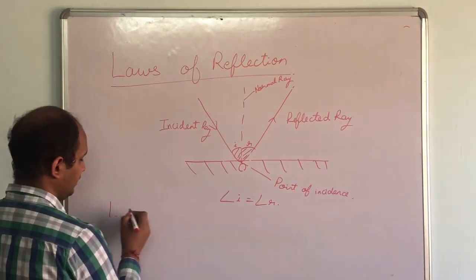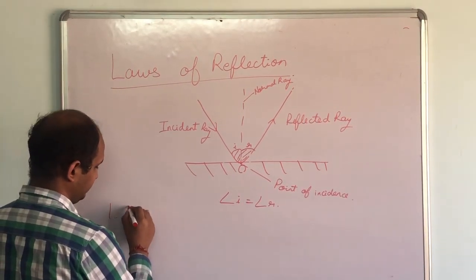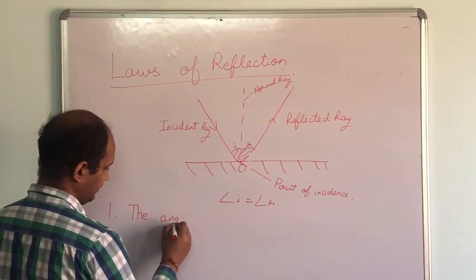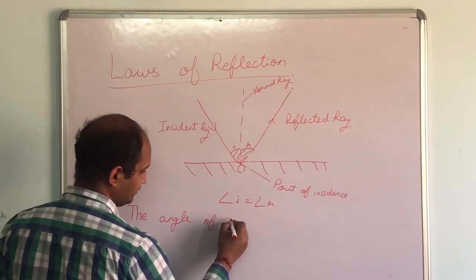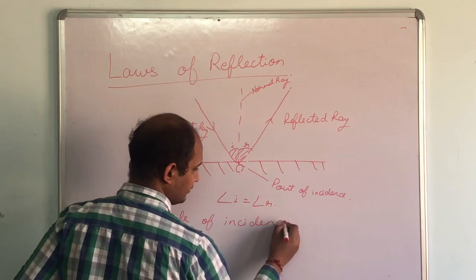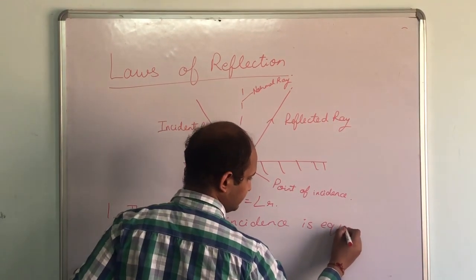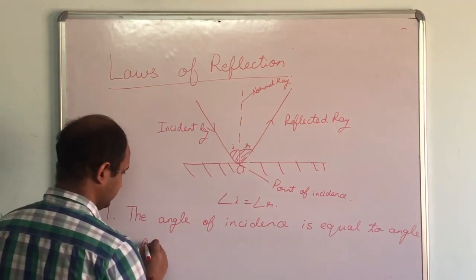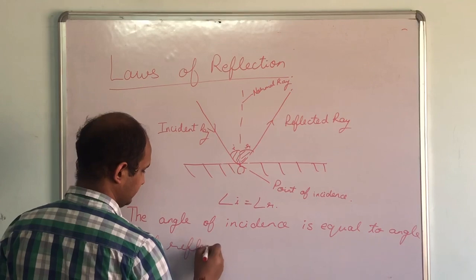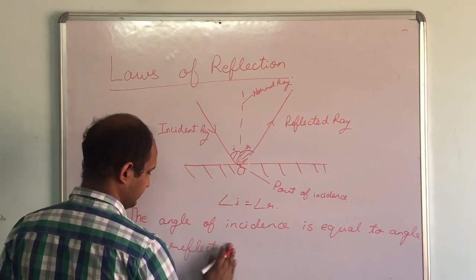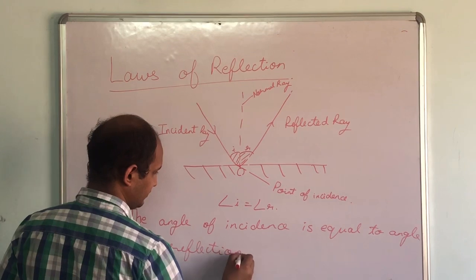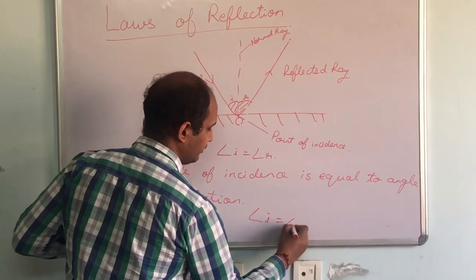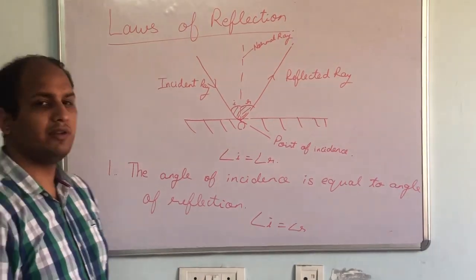That is our first law. The first law states that the angle of incidence is equal to the angle of reflection. Right? Okay. And you have to write this also, angle I is equal to angle R, with the help of this diagram. Now what will be the second law?